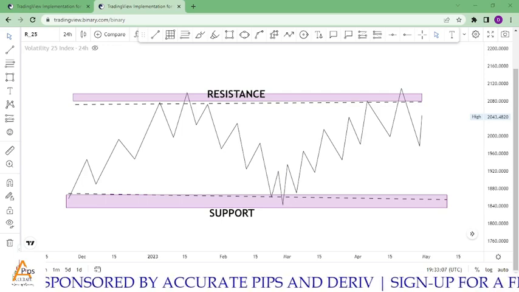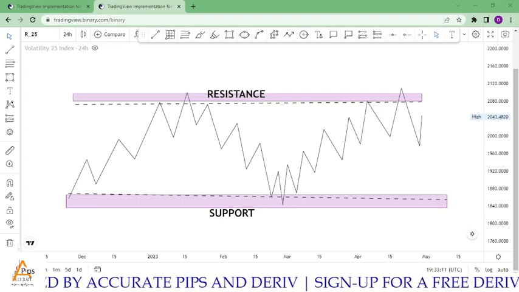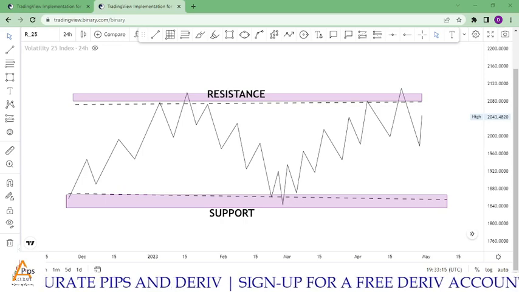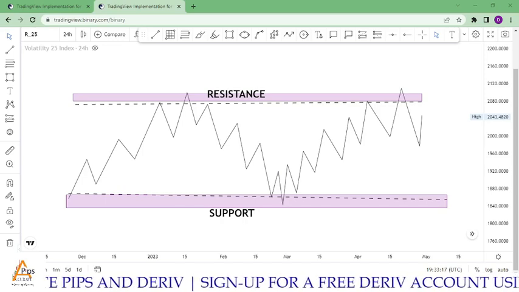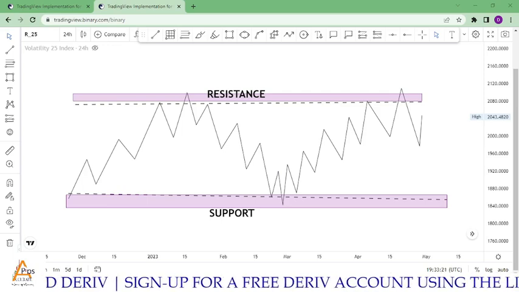Sir, can you go over the ranging market? No problem, I can, because even the support and resistance has to do with it, so I will explain everything together again. Let me just talk about the support and resistance, then I come back and explain the ranging market.